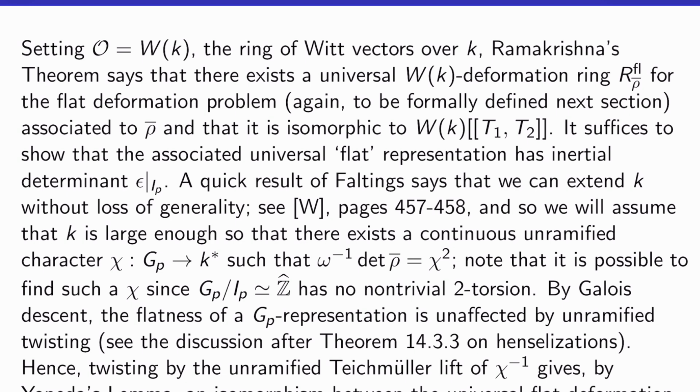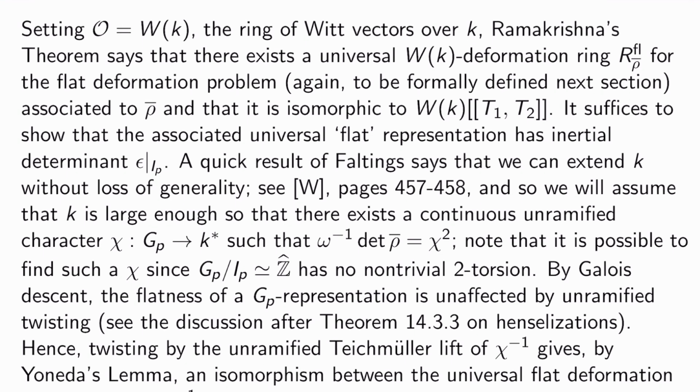Okay, so we've got this WK deformation ring R flat sub rho bar associated to rho bar, and we actually know what this ring is. It's isomorphic to a 2-variable power series ring over W of K. It suffices to show that the associated universal flat representation, so the universal deformation associated to this universal ring, has inertial determinant epsilon restricted to I sub P. Because then that cyclotomic determinant will descend all the way down to rho.